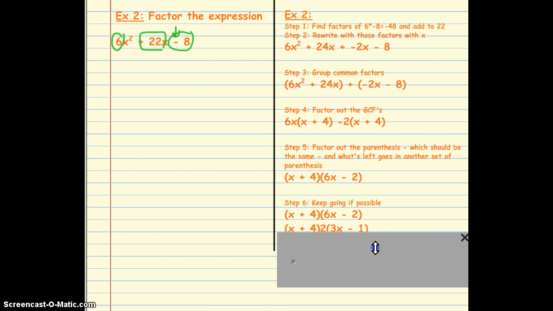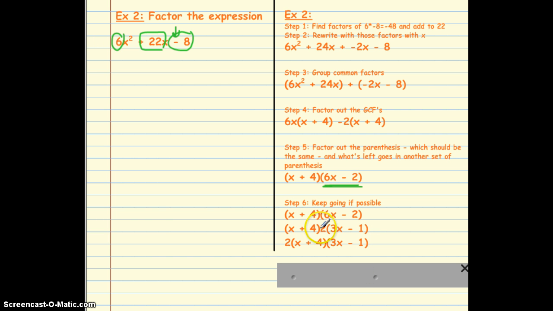Okay, just a reminder, you need to double check. You want to keep going, keep factoring if possible. And when we look here, 6x minus 2, they're both even numbers. So I can factor out a 2, and then we'd have 3x minus 1. And mathematicians always bring the constant term, that 2, out front instead of leaving it in the middle. So we would have 2 times the quantity x plus 4 times 3x minus 1.